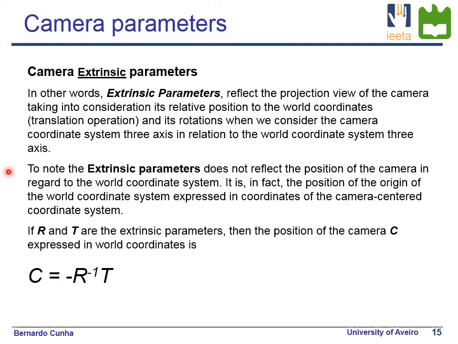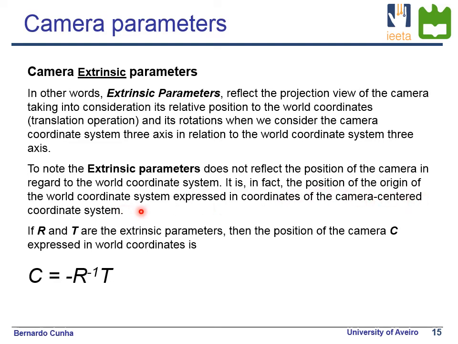To close this up, just to note that the extrinsic parameters we have just discussed do not reflect the position of the camera in regard to the world coordinate system. We know that this position of the camera results from a translation and rotation, but the extrinsic parameters in fact represent the position of the origin of the world coordinate system expressed in coordinates of the camera-centered coordinate system.